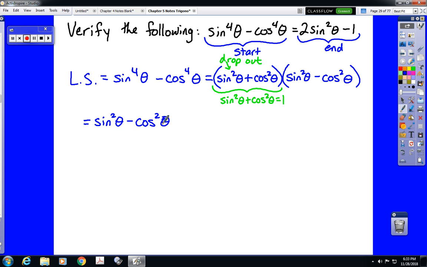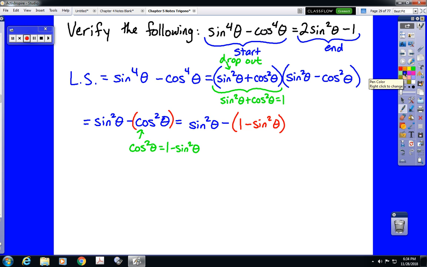Now, cosine squared theta is what we need to get rid of because our answer contains sine squared. So we're okay with the sine squared being there, which means we need to do something about this cosine squared. Well, we said earlier that cosine squared theta is 1 minus sine squared, right? So let's substitute 1 minus sine squared into the expression here. We're going to do 1 minus sine squared theta in place of cosine squared theta.